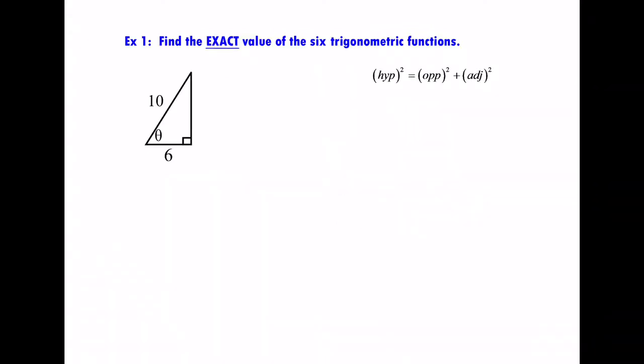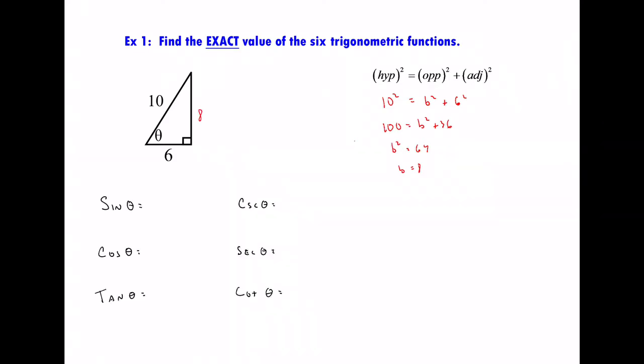First example, given a right triangle with side lengths 6 and 10, find the exact value of the 6 trigonometric functions. So you're finding the 6 ratios, which means you need to know what the 3 side lengths are. So to find the other leg, you take your hypotenuse and square it, and that's equal to the opposite side squared plus the adjacent side squared. And you solve the equation for B. And you get B squared is equal to 64, so B is equal to 8.